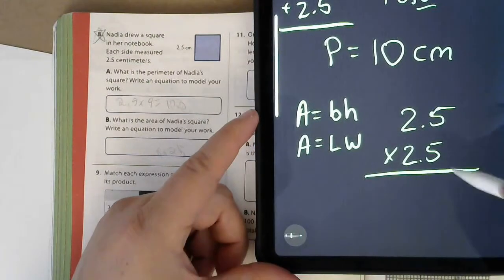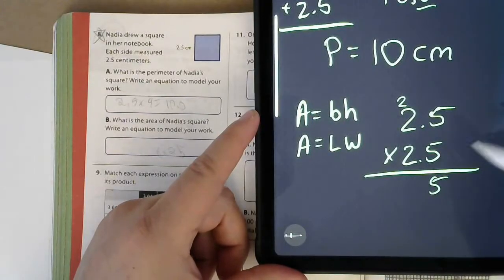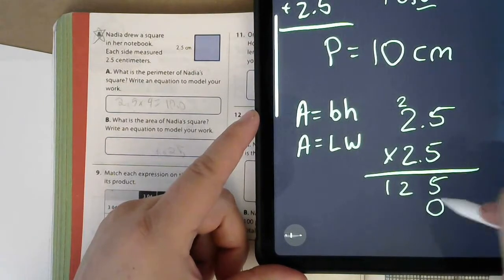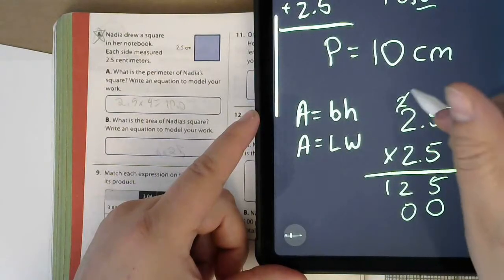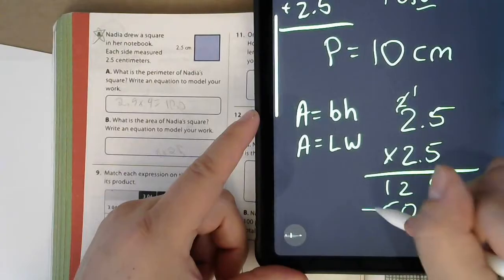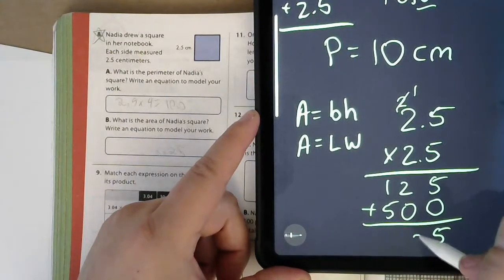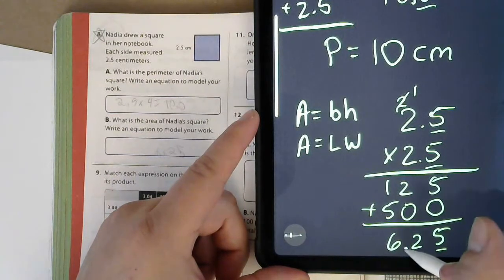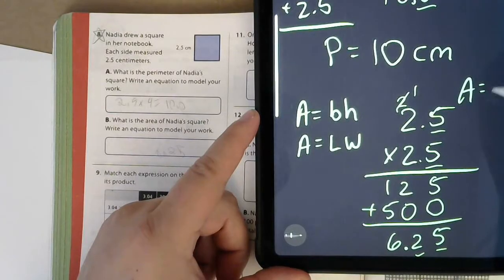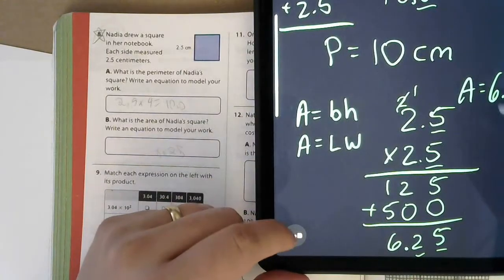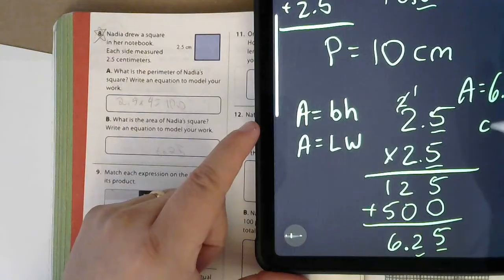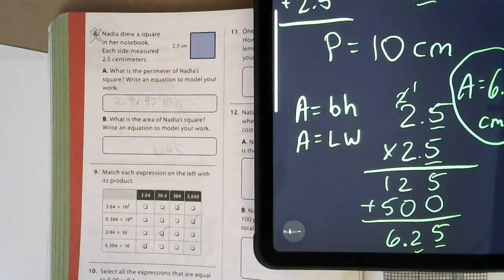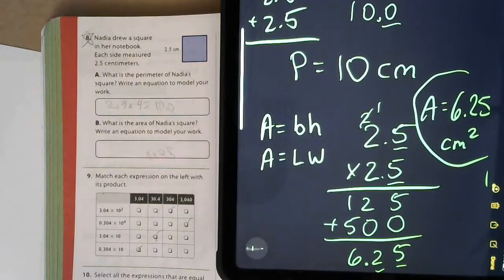Okay, I'm going to ignore the decimals. I'll just go 5 times 5 is 25. 5 times 2 is 10, plus 2 is 12. Add a placeholder 0. 2 times 5 is 10. And 2 times 2 is 4, plus 1 is 5. Add that together. We end up with 5, 2, and 6. There's one decimal place, one decimal place. Move it over 2 times. My answer there for the area is going to be 6 25/100. And that we label as centimeters squared, because we're talking about area. And you can't really see it. There it is. Area equals 6 25/100 centimeters squared.